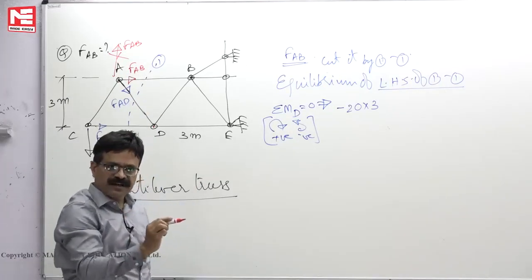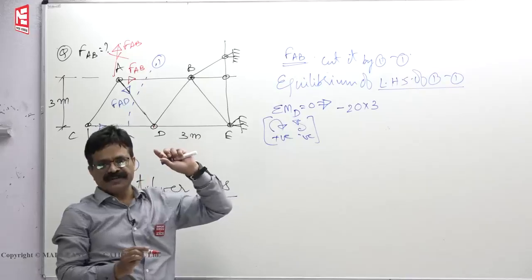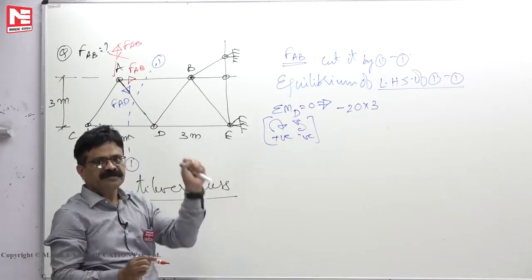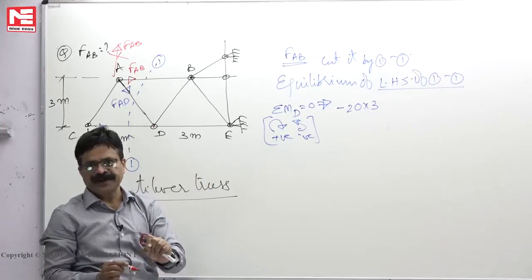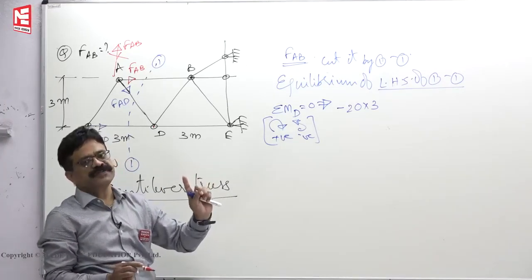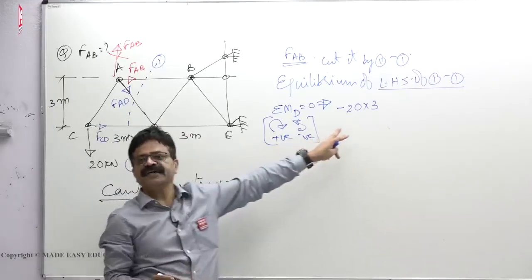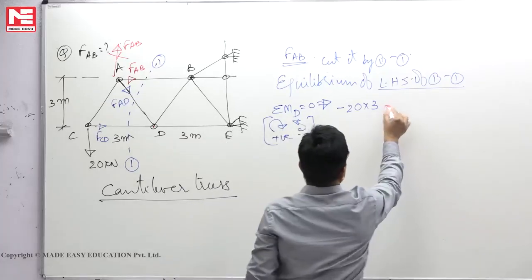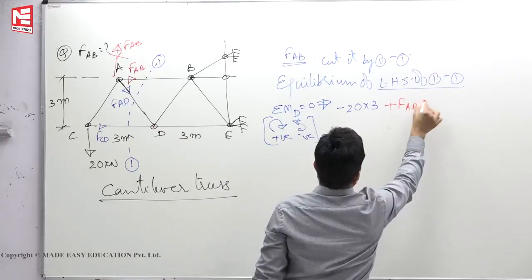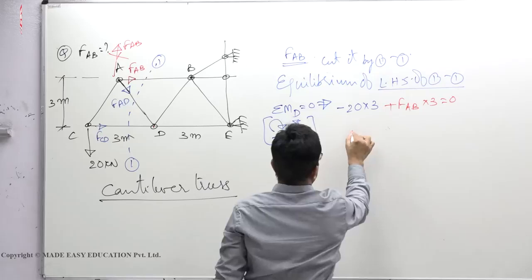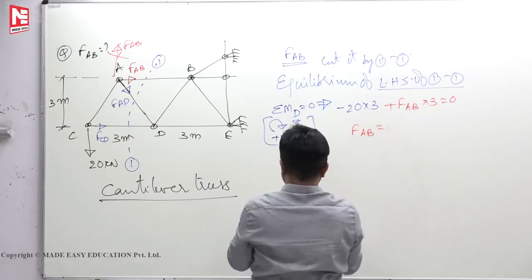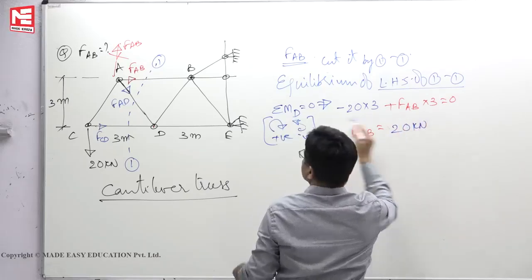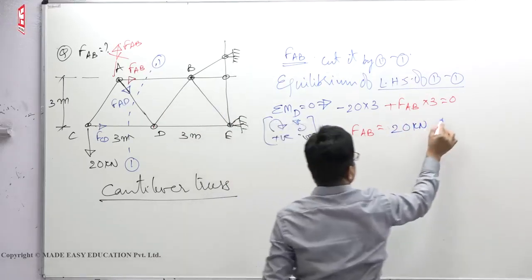You must draw the arrow mark in the direction of the member only, so that if you travel from tail to the head of a force and towards the point, it should give you clockwise rotation, because already this is giving anti-clockwise rotation. So, plus FAB into 3 must be equal to 0. So, you will get FAB 20 kilonewton directly. Now, you see the arrow mark is away from the joint, so tension.